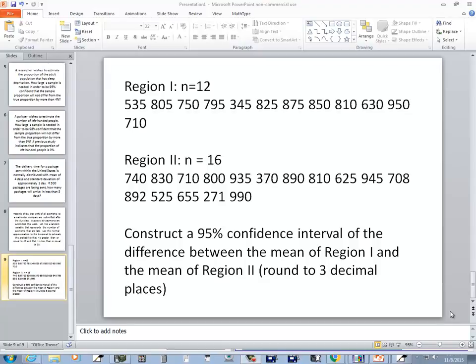Let's take a look at this problem. We're given region 1, we've got 12 numbers. In region 2, we've got 16 numbers. And we want to construct a 95% confidence interval, the difference between the mean of region 1 and the mean of region 2, around 3 decimal places. Well, we've got 2 populations, 2 samples, and we're finding the confidence interval.